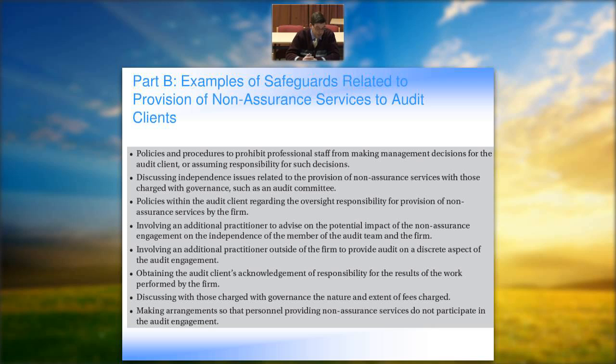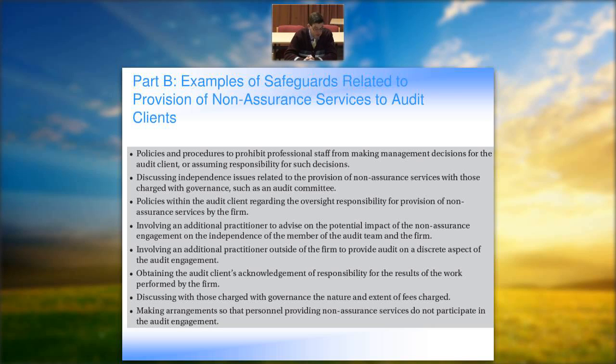Other things you might look at would be involving an additional practitioner to advise on the potential impact of the non-assurance engagement on the independence of the member of the audit team or the firm. That is something you could certainly consider. Another is obtaining the client's acknowledgement of responsibility for the results of the work performed by the firm. So, for example, if you do prepare financial statements, then you are doing so as an agent of the client, on the client's behalf, rather than as an auditor. Okay, that's a slightly thin argument, but it might be worth getting the client to acknowledge that in writing.